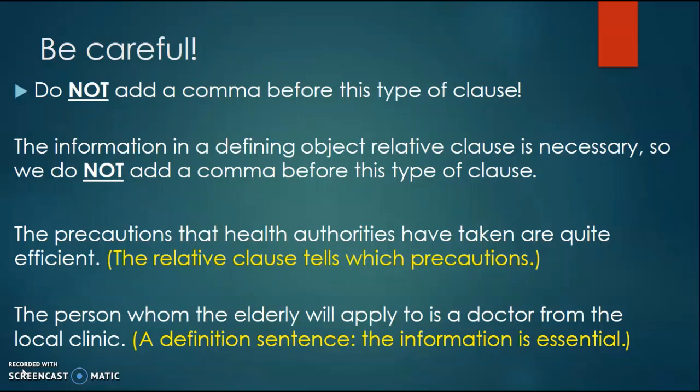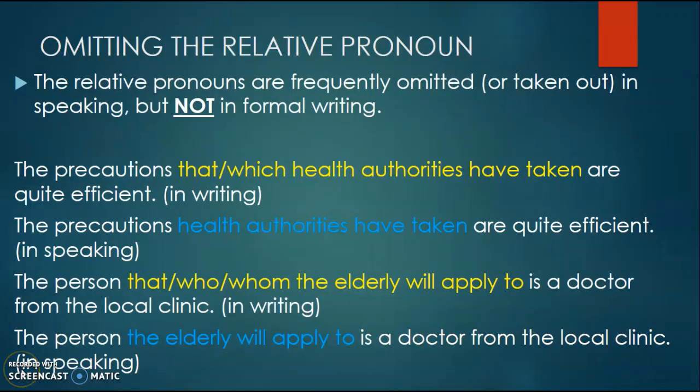Okay. Let's move on to a new rule about defining object relative clauses. Especially in daily use, we can omit or take out the relative pronouns in defining object relative clauses. We tend to keep them in the clause in writing though. Let's go over the sentences in which the relative pronouns are omitted. The precautions health authorities have taken are quite efficient. The person the elderly will apply to is a doctor from the local clinic. As you can see, the rule applies to both human and non-human objects.